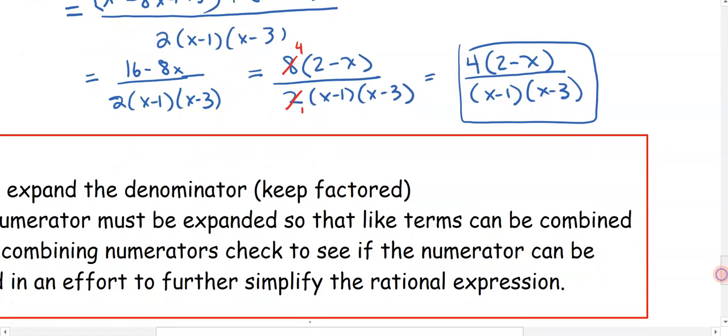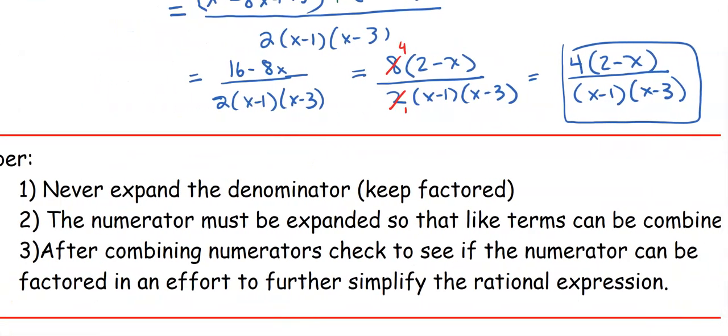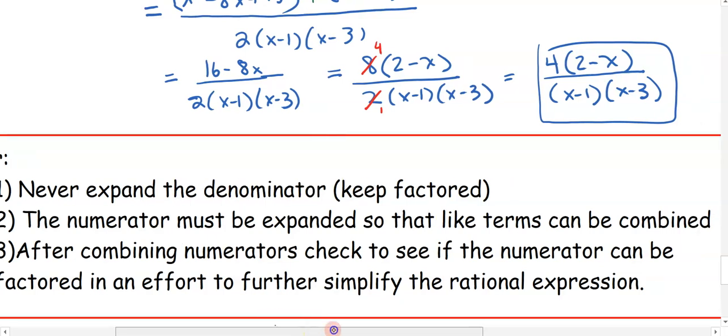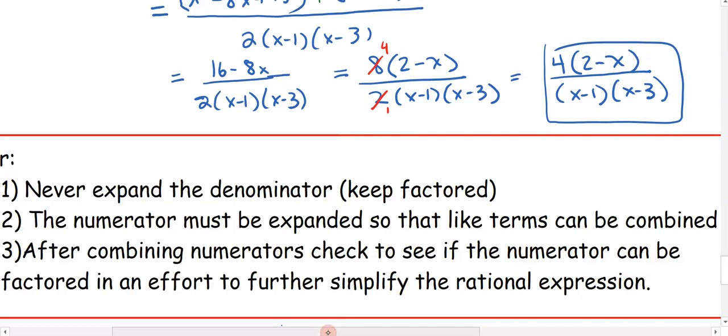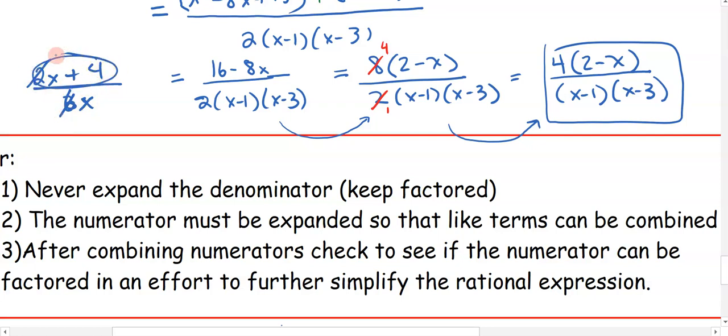So a reminder, never expand the denominator, keep it factored. The numerator must be expanded so that like terms can be combined. After combining your numerators, check to see if the numerator can be factored in an effort to further simplify. So once you've combined, you then check to see if it can be further simplified, but not until you've combined them. Too many people get like, oh, 2x plus 4 all over 3x, or 6x, and go, oh, look, I can cancel there, but they have not. You cannot do that until like terms have been combined, okay? So be careful.